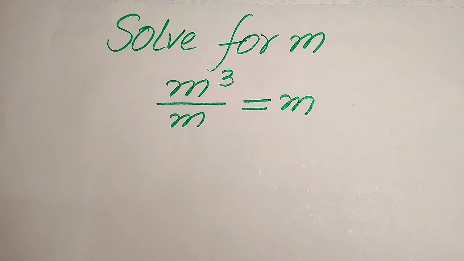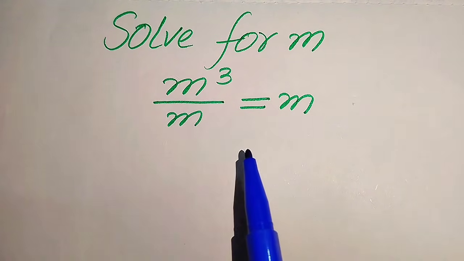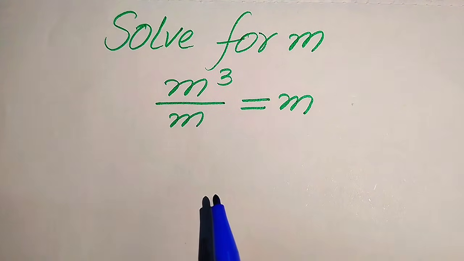So here we have m cubed divided by m is equal to m, and we solve this problem for all the values of m. First we need to find all the roots of this equation, and at the last we will verify which of the roots are solutions and which of the roots are extraneous roots.